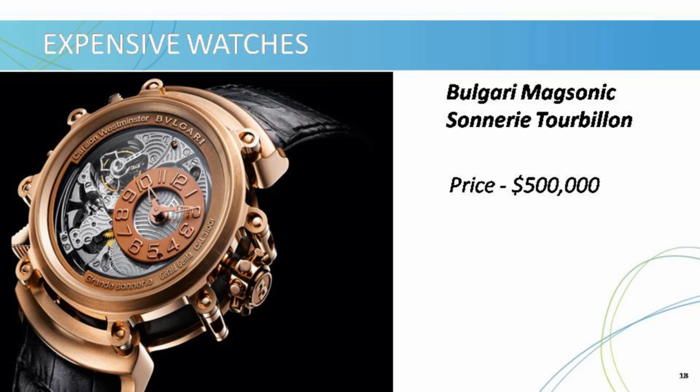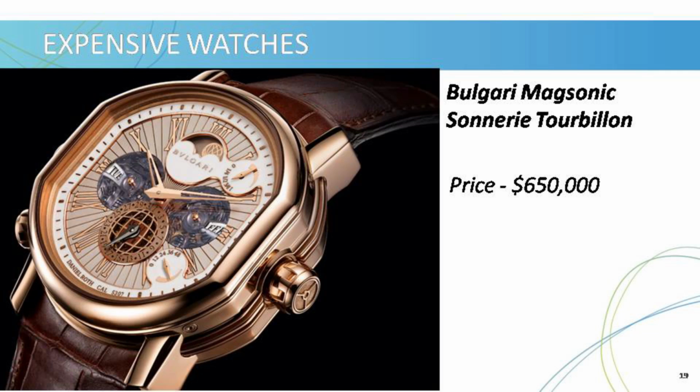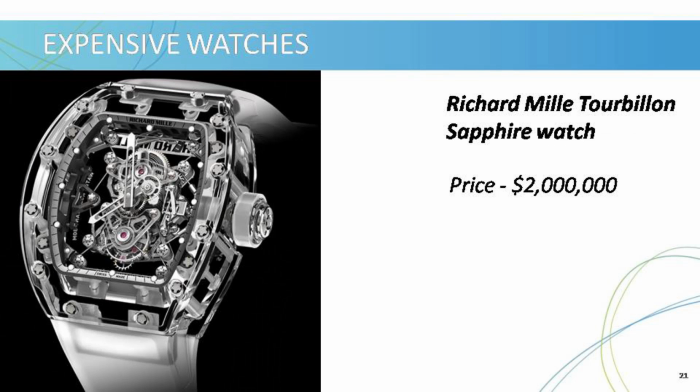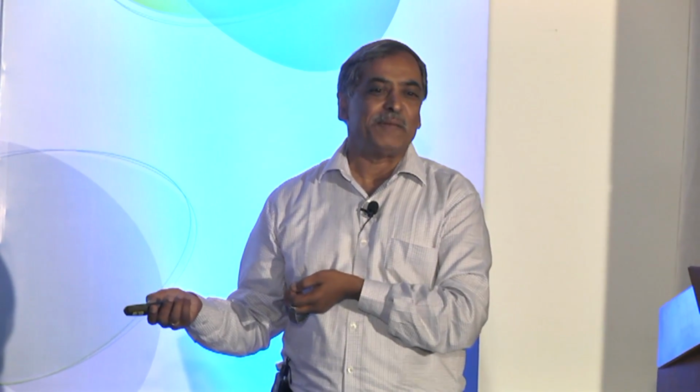This watch, Maxonic Tourbillon. The watch price is $500,000. This is again a tourbillon watch, $650,000. This is a Nightingale watch with many functions, many alarms, many repeaters, $650,000 US. This is a tourbillon with sapphire glass, and this won't be manufactured in millions. Horology has this much value with the discerning consumers who have the knowledge, who can understand the value of these timepieces.